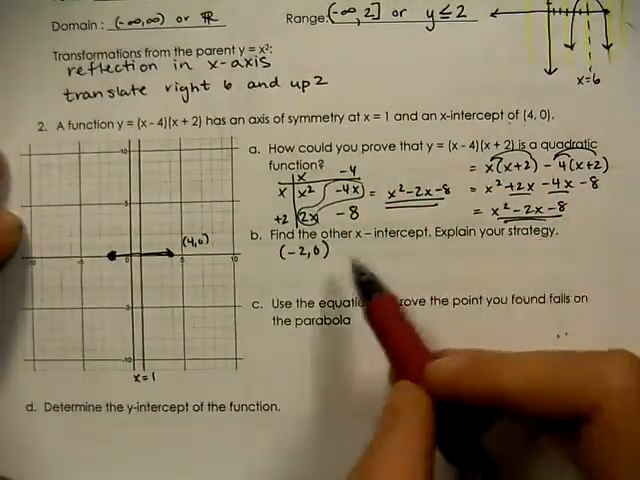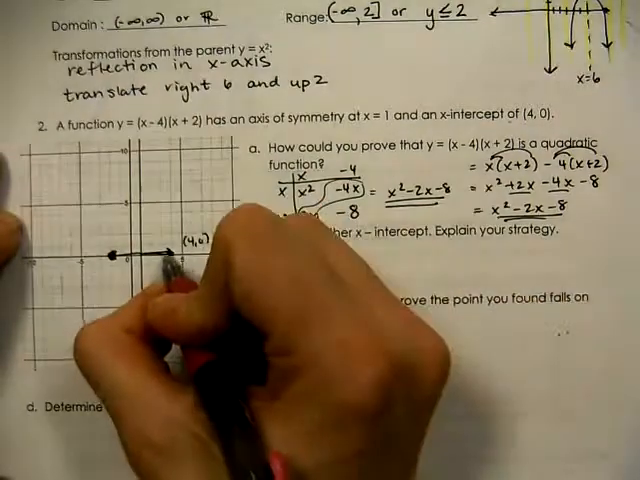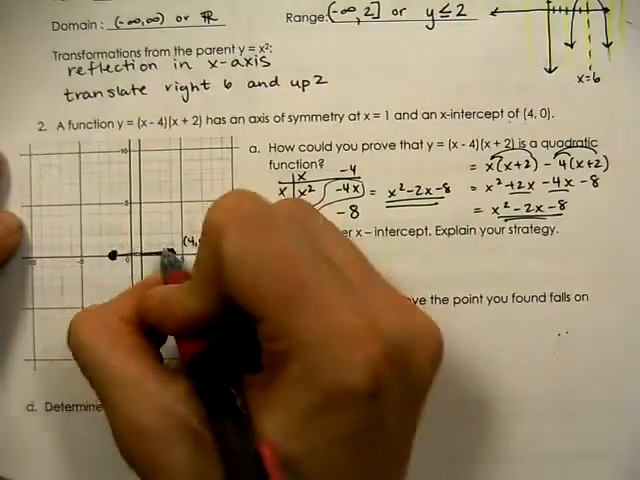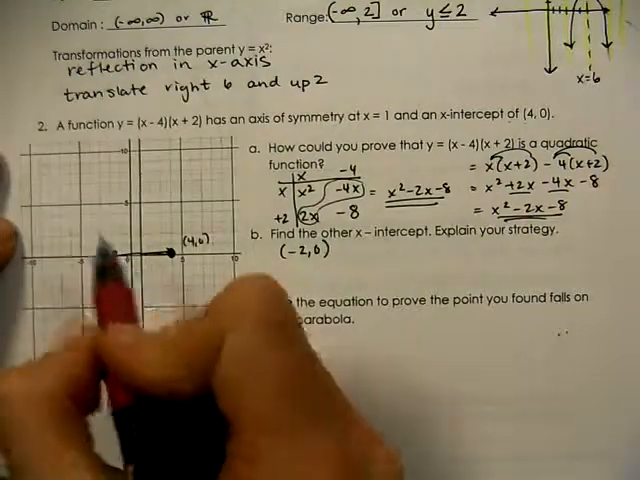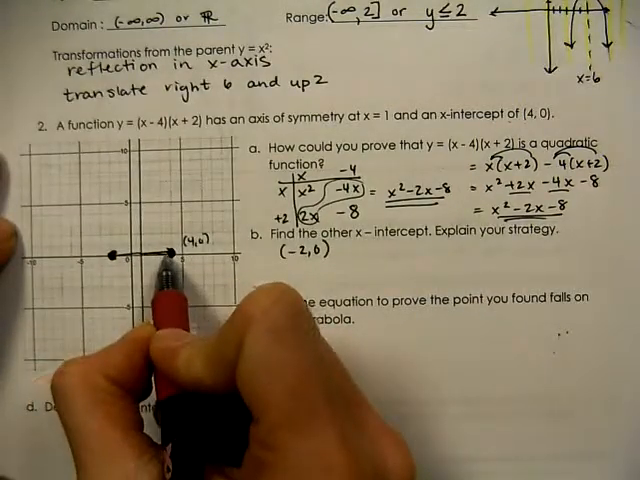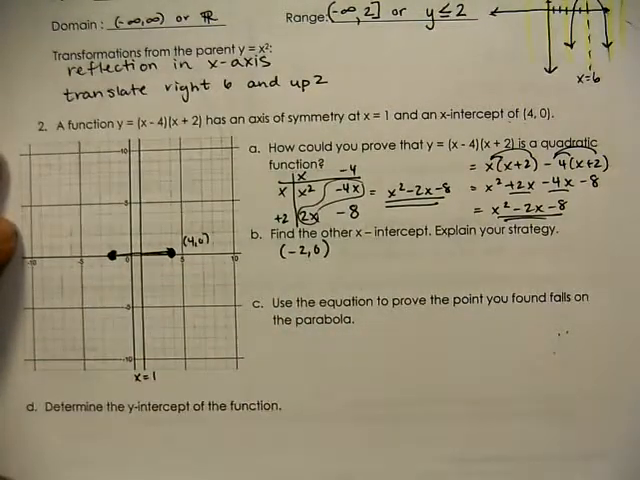It says explain your strategy, so I'd want you to write a sentence explanation, but your explanation could look different depending on how you chose to do it. I think if the one x-intercept is 3 to the right, the other one would have to be 3 to the left of the axis of symmetry.